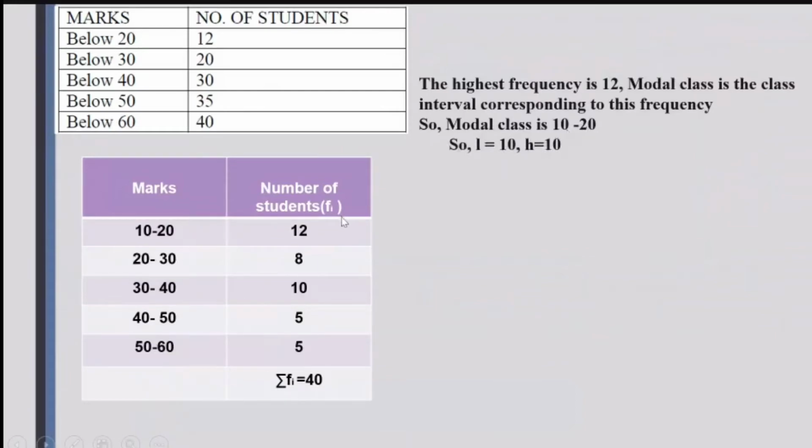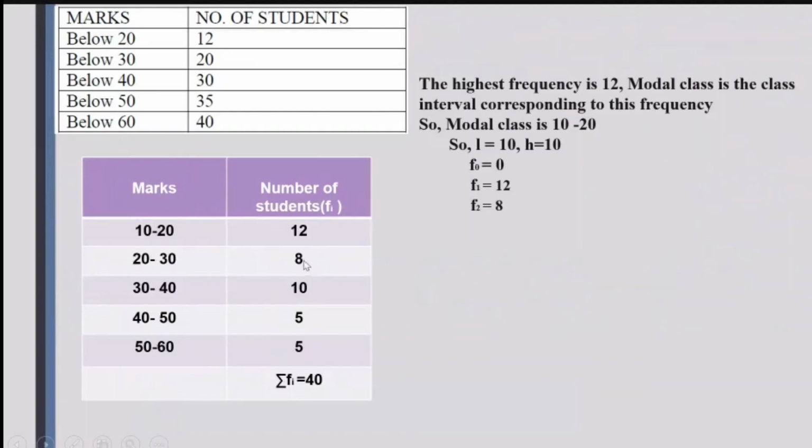I need to find out F0, F1 and F2. So for that, first of all, I find out F1. F1 is the frequency of the modal class, which is equal to 12. The frequency of the class preceding the modal class is F0. Because there's no class before the modal class, F0 comes out to be 0. F1 is 12, and F2 is the frequency of the class succeeding the modal class. Hence, F2 is equal to 8.